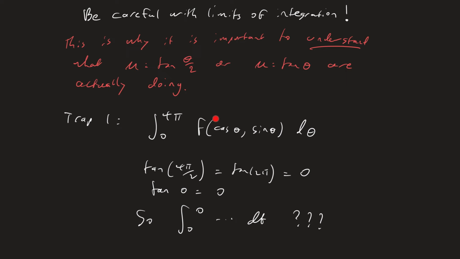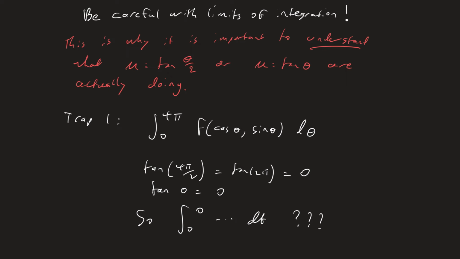And if we naively just change the limits of integration to tan of theta on 2, well, 4 pi becomes tan of 4 pi on 2, which is 0, and tan of 0 becomes 0, so we just get 0 for the answer, which is clearly incorrect. What's happened is that the integral we care about is going around the circle twice. When we change parametrisation, it's impossible to go around the circle twice. We can go around the circle once by letting t go from negative infinity to infinity.